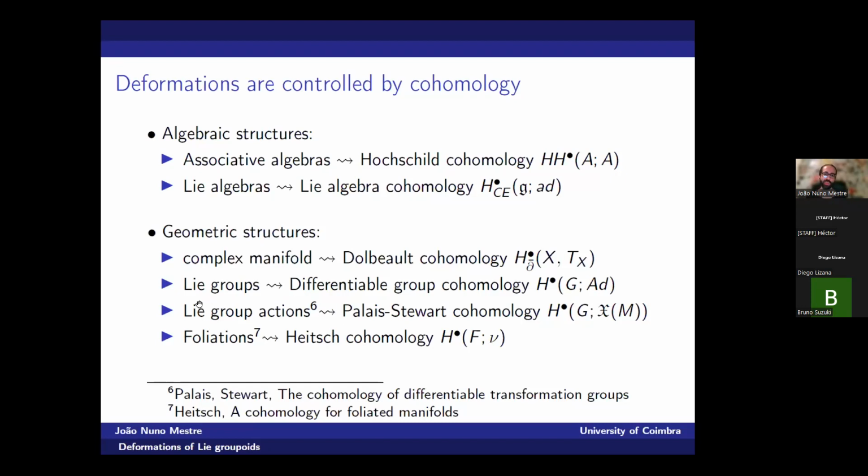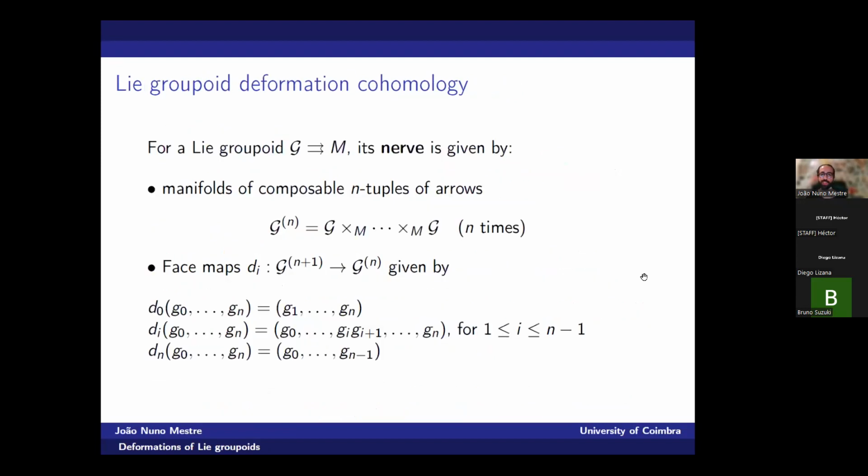And there is this Lie group action cohomology of Palais-Stewart, which is the group cohomology of the acting group with values in the module of vector fields on the acted upon manifolds. And this is kind of the one we used to generalize the averaging methods. For a Lie groupoid, we are also going to get the deformation cohomology that we use to prove the rigidity results. The way it's built is as follows.